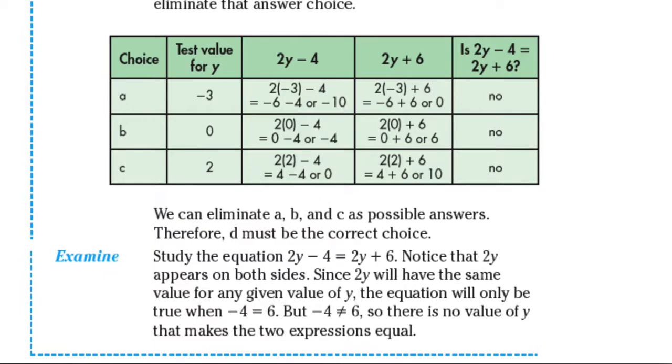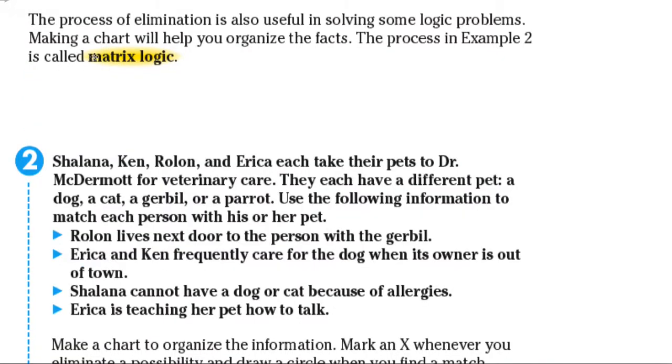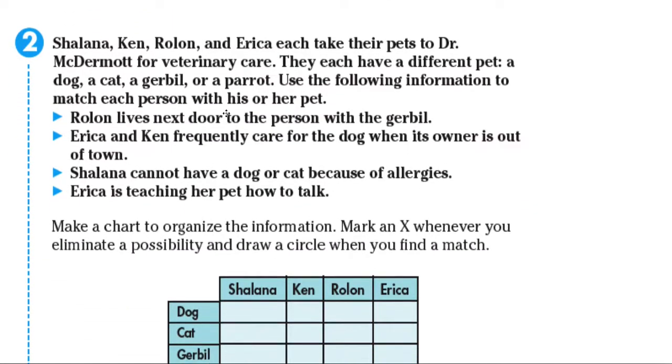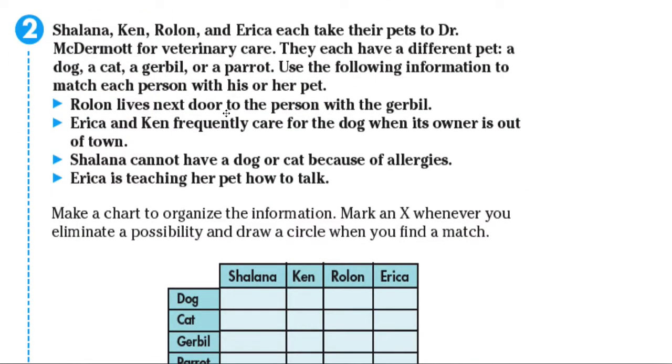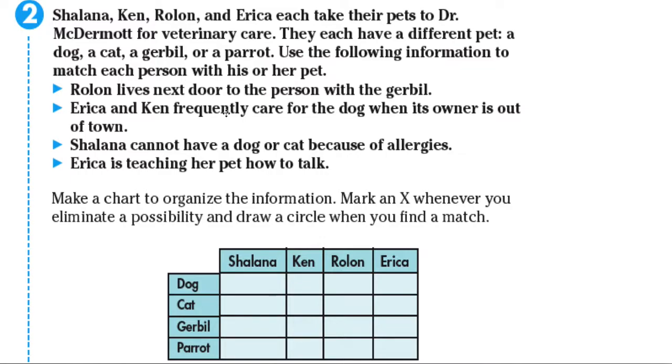The other way is by using what we call a matrix logic. The process of elimination is also useful in solving some logic problems. Making a chart will help you organize the facts. The process in example 2 is called a matrix logic. Let's take a look at example number 2. Shalana, Ken, Roland and Erica each take their pets to Dr. McDermott for veterinary care. They each have a different pet: a dog, a cat, a gerbil, or a parrot.